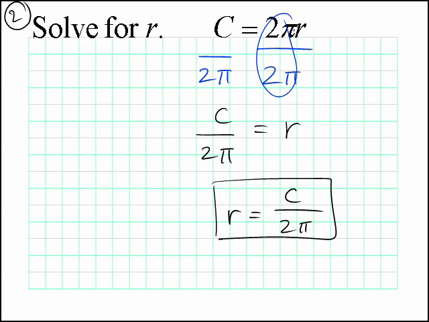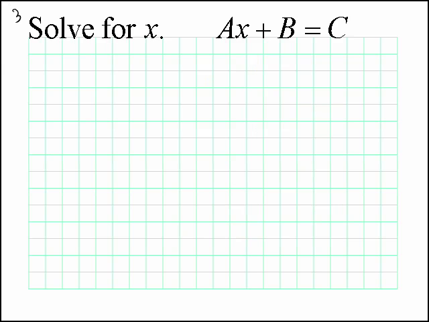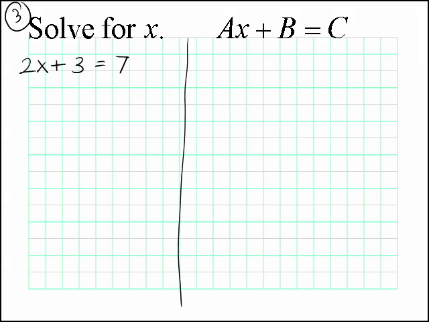Example number 3. Solve for x. Now, just like if I had the equation 2x plus 3 equals, let's say, 7, my first step would be to subtract 3 from both sides. 2x equals 4, and then I would divide both sides by 2 and get x equals 2. I'm going to do the same thing with my formula.